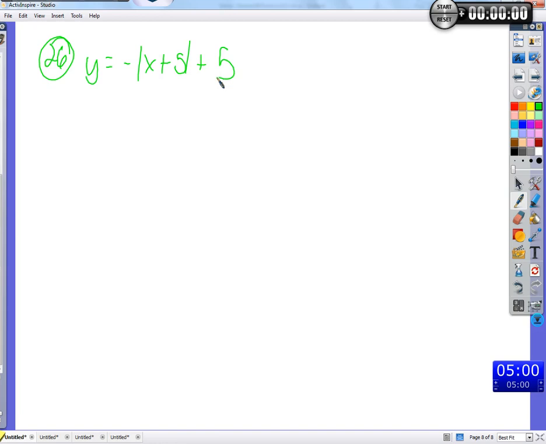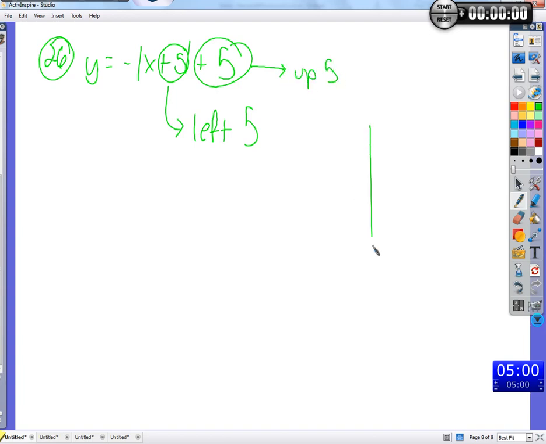We just talked about this, right? We got a plus 5 and a plus 5. What's going to happen because of this plus 5? Left 5. So already we know that it's going to move to the left 5. 1, 2, 3, 4, 5. And up 5. That's where the vertex is going to be.